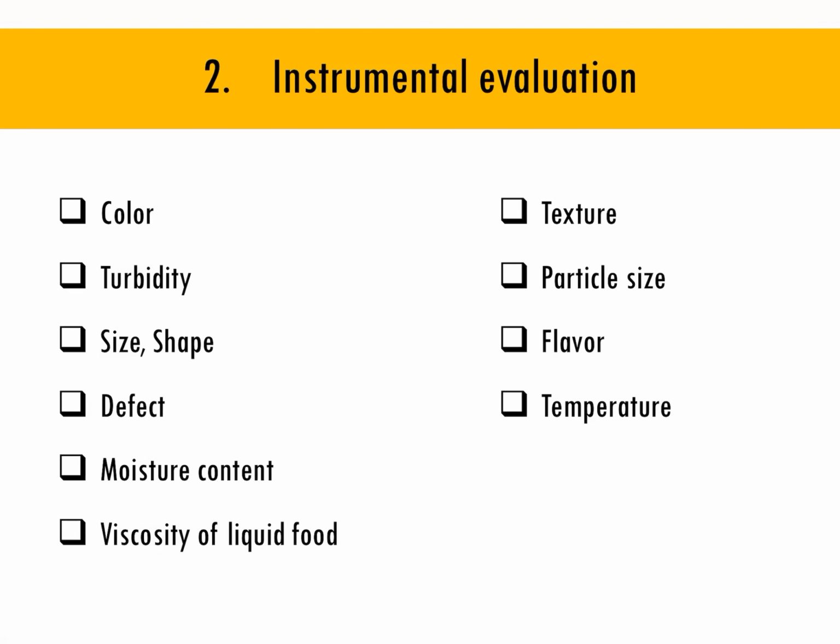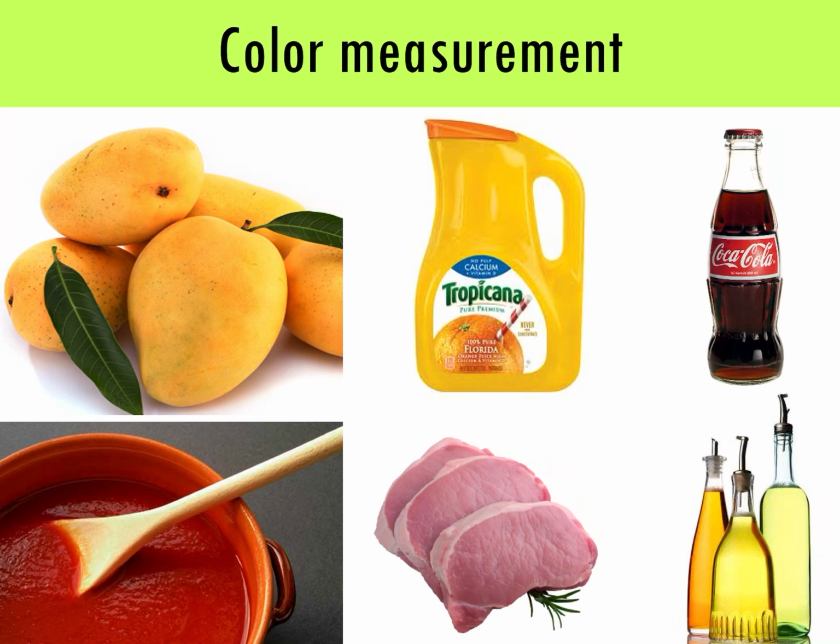And on the screen is an example of the instrumental evaluation that has been used a lot in food companies. The first measurement that I'm going to share with you is the color measurement. Color is one of the appearance factors that consumers will pay attention to. It is the first impression when the consumer sees our product for the first time.